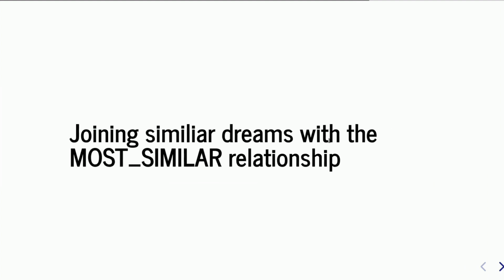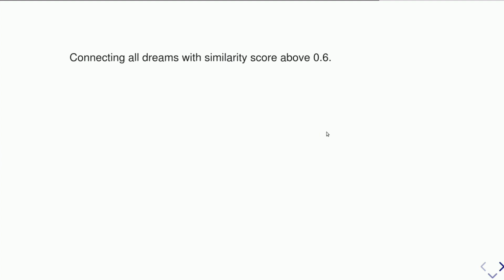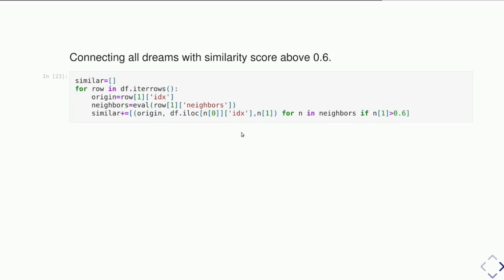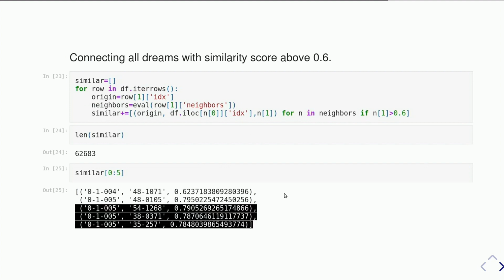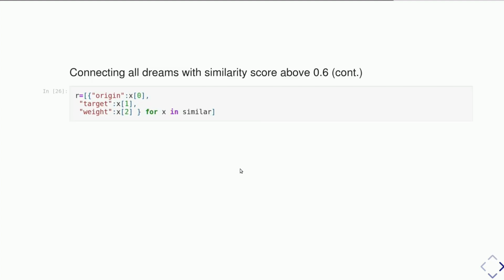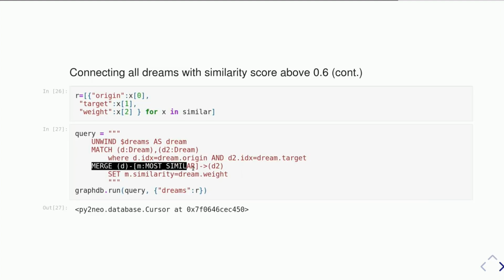Now we join similar dreams with the MOST_SIMILAR relationship. Remember, with a similarity score above 0.6. So here I'm filtering. We have 62,000 similar pairs. The dictionary looks like this: the source ID, the dream ID, the target ID, and the similarity score. And here we go with the Cypher statements, merging the most similar dreams and setting the similarity score as an edge property.